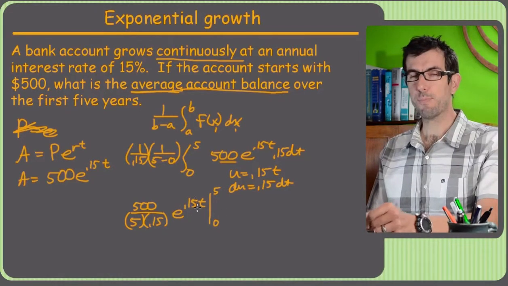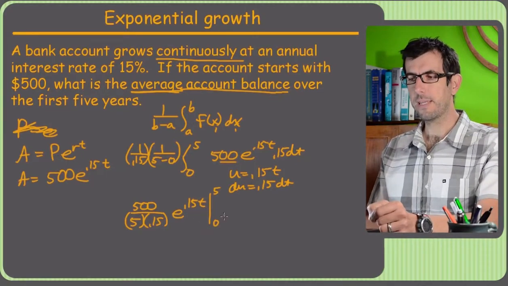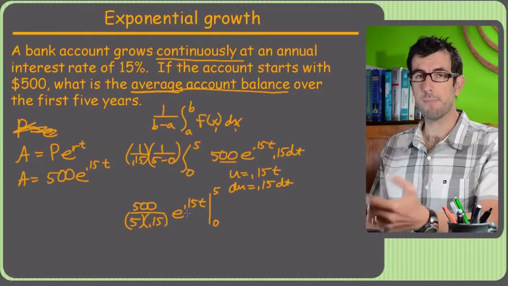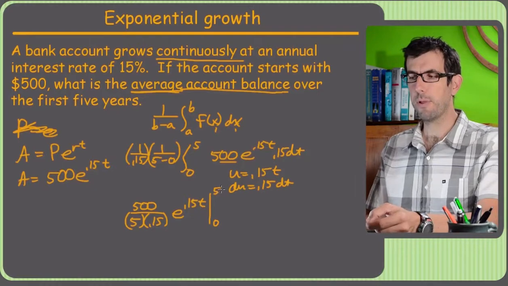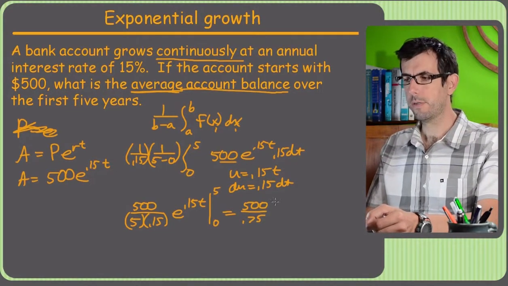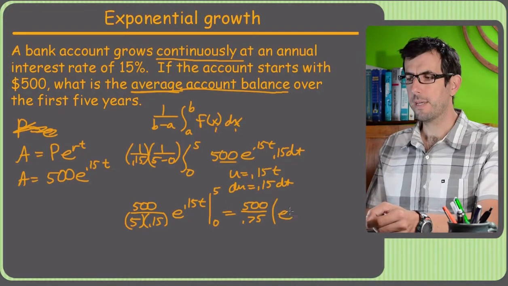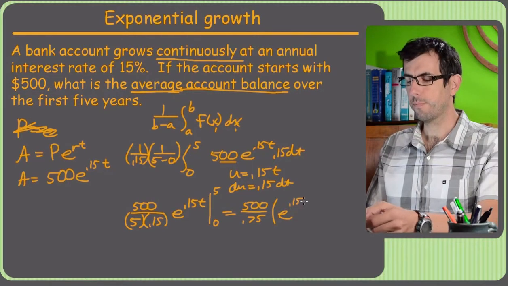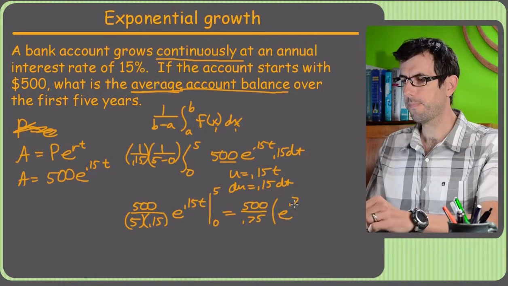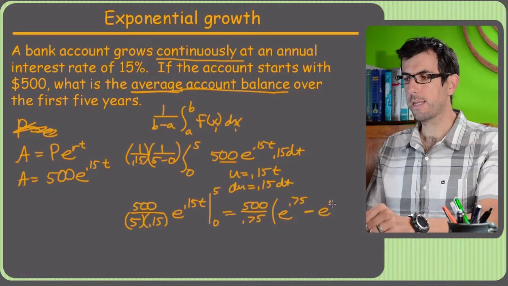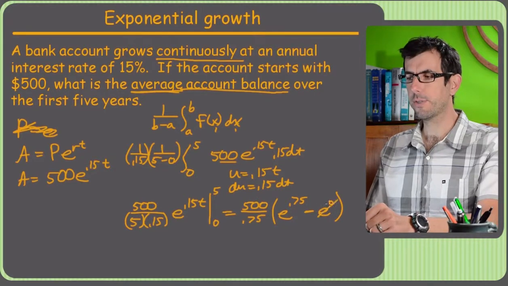Now this is pretty tough to type in your calculator. It's obviously a mess, but the thing to know is how to type in the exponent of e. So for example, when I plug in 5, this will be 500 over 5 times 0.15, which is 0.75. So that's my coefficient, but then inside I'm going to have e to the 0.15 times 5, which is 0.75, so I'll just write that down. And then subtracting, I plug in 0 and I just get e to the 0. And e to the 0 is just 1, so that's cool.